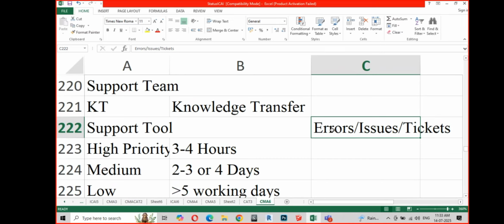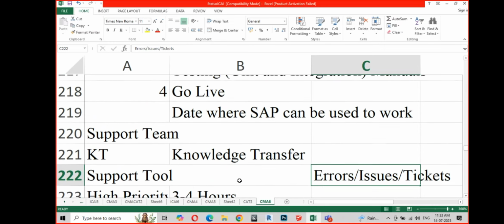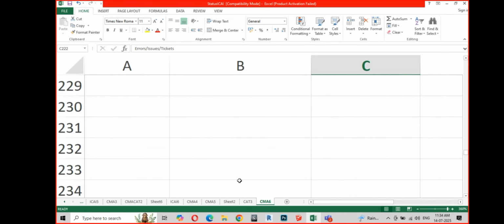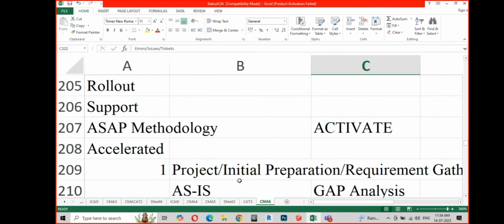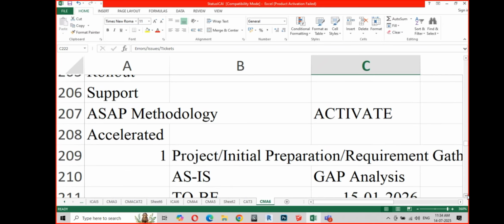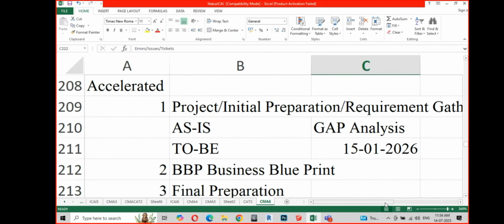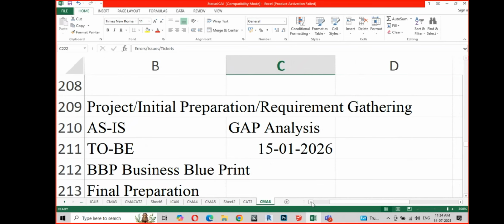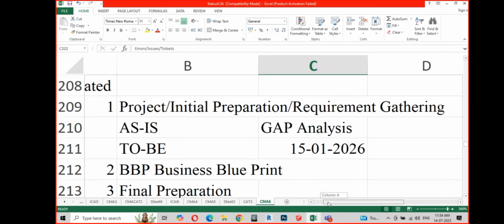Right now, let me come back to this a little later. Let me just refresh your memory. Whenever we talk about SAP implementation projects, the first step for you to enter into an implementation project in SAP is your initial preparation, or your requirement gathering phase.